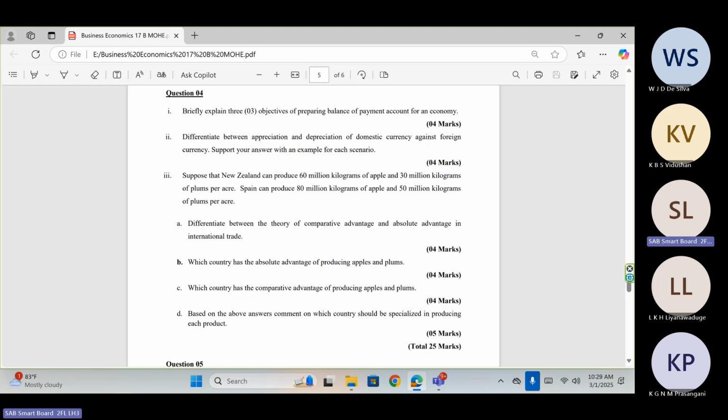Right? Half of the page, because there are 3 objectives, and for each objective, you can explain it in 3 lines. So together, around 12-15 lines, you can complete your 4 marks.